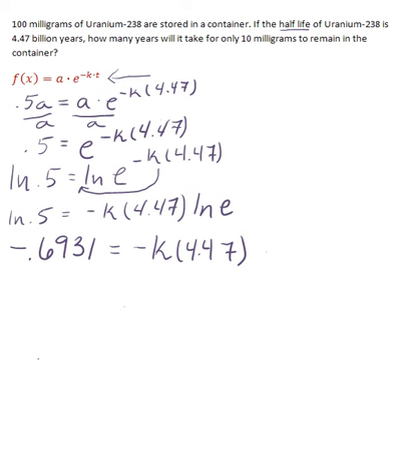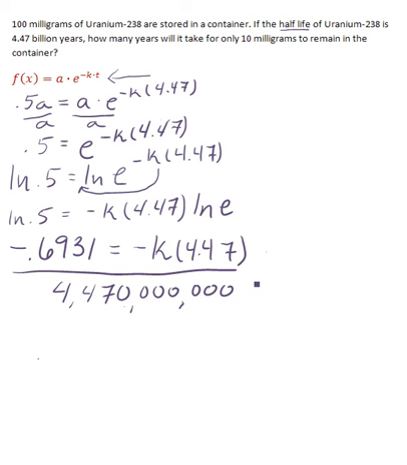I used my calculator to estimate the natural log of 0.5 being approximately equal to negative 0.6931. The only step remaining is to divide both sides by our time. And like I said before, we were just using that 4.47 to signify the time. Now, when we divide, we're going to divide by that 4,470,000,000 so that we get the most accurate answers.